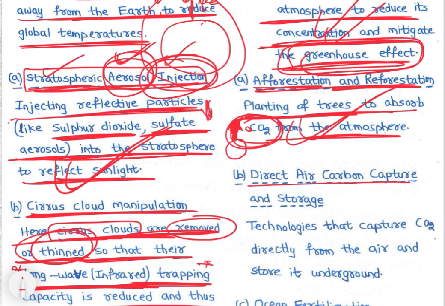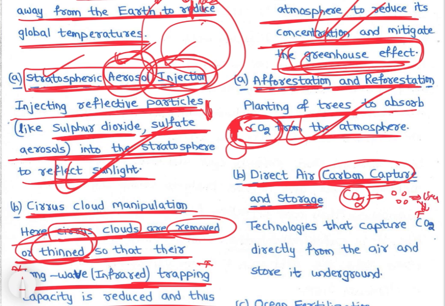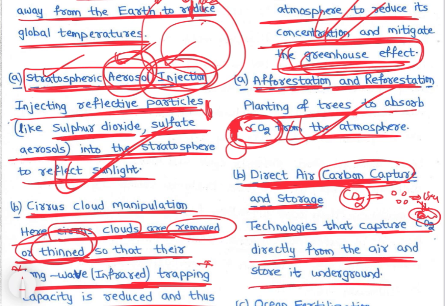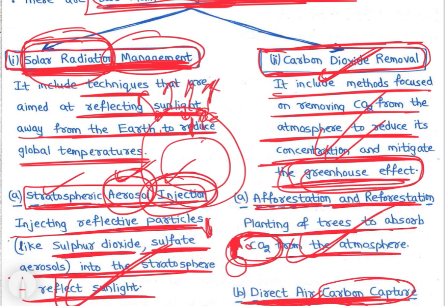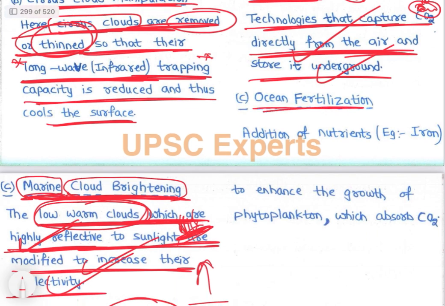Then direct air capture and storage, we have already discussed and watched a video also. Direct air carbon capture: we are capturing CO2 directly from the air, so that CO2 can be converted into pellets, which can be converted into liquid and used in car fuels, in place of diesel and petrol. Technologies that capture CO2 directly from the air and store it underground are used. So we can capture CO2 and store it underground too, and by that we will reduce CO2 and the greenhouse gas effect.